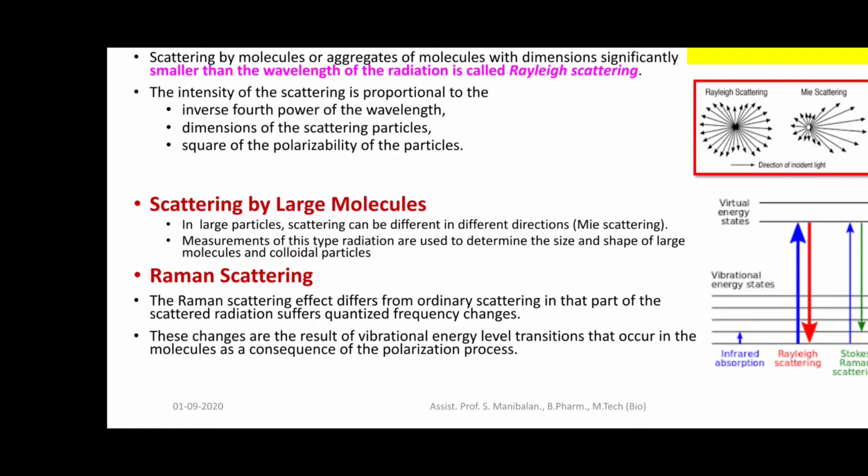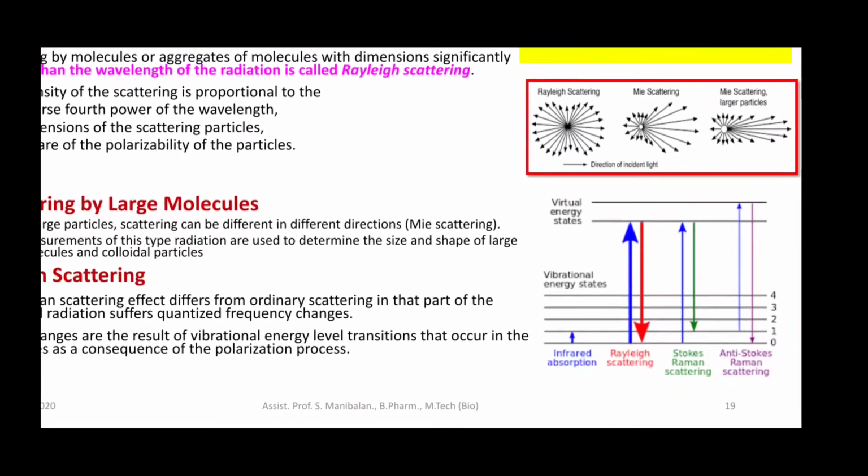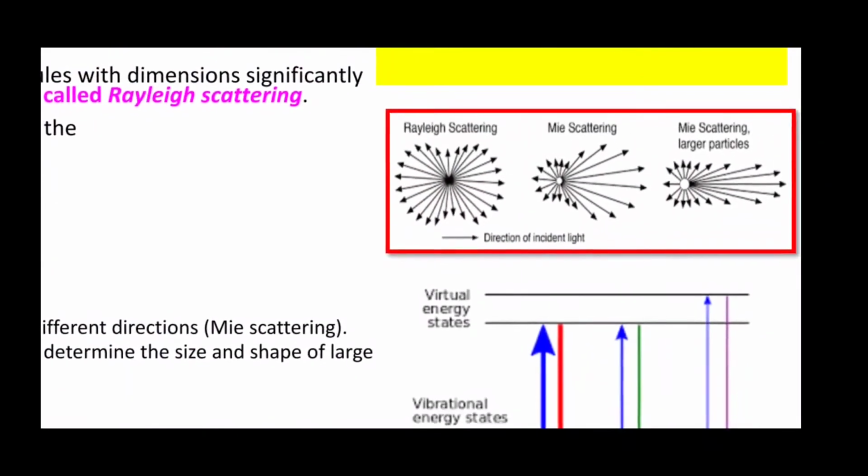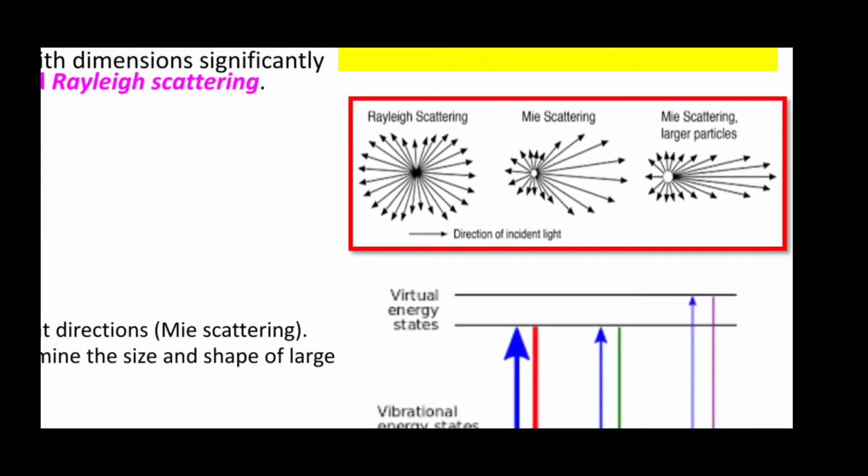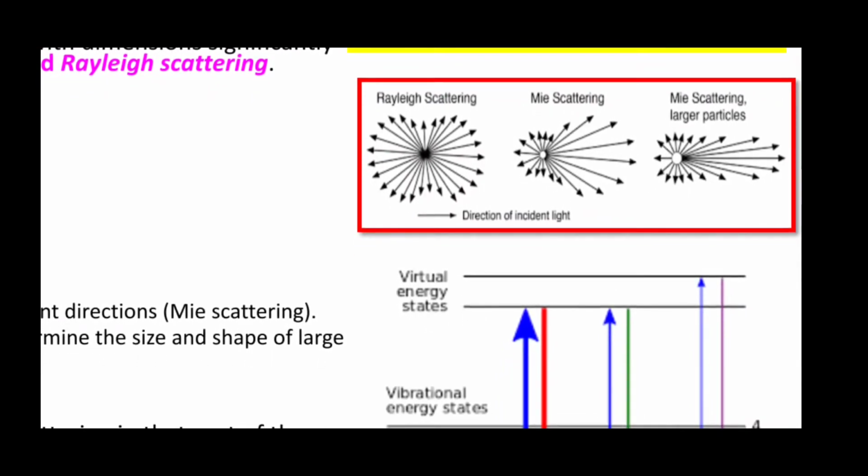You can see in the picture, I will explain. These changes are the result of vibrational energy level transitions that occur in the molecules as a consequence of the polarization process. So due to the polarization process, the vibrational energy is changed. That's what we should understand at the core. This is Rayleigh scattering. Here we see Mie scattering by the larger particles, and we can study the molecular size or surface by Mie scattering.